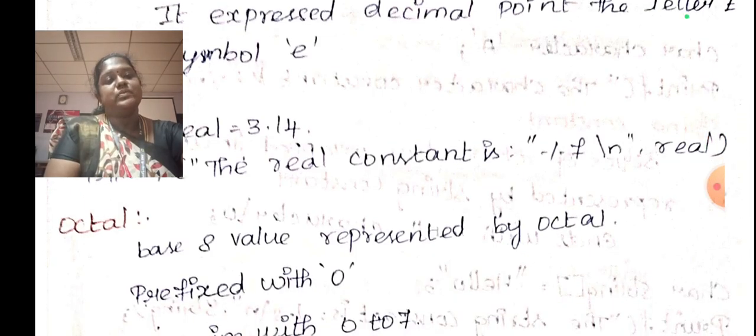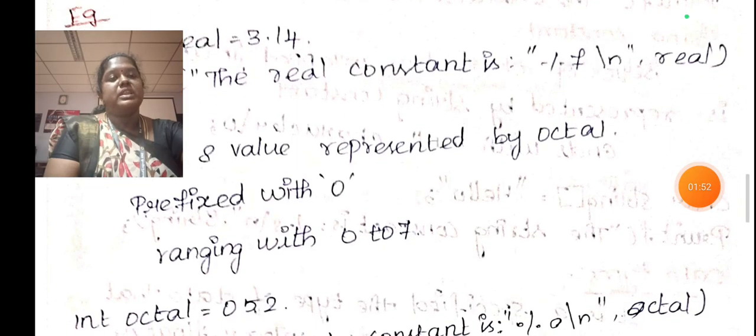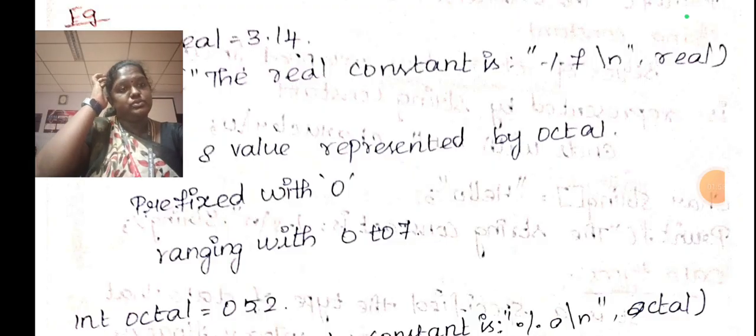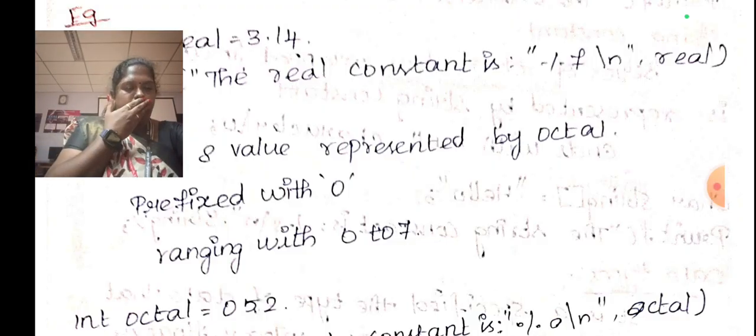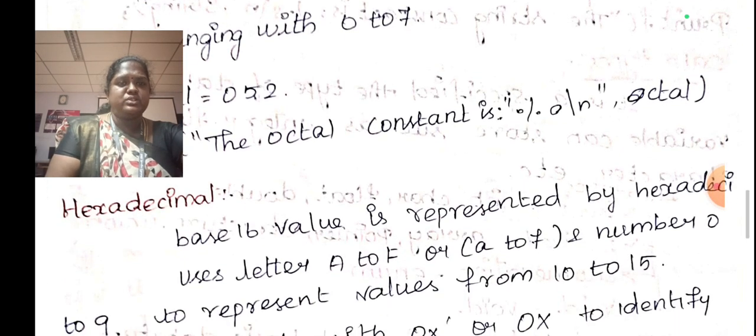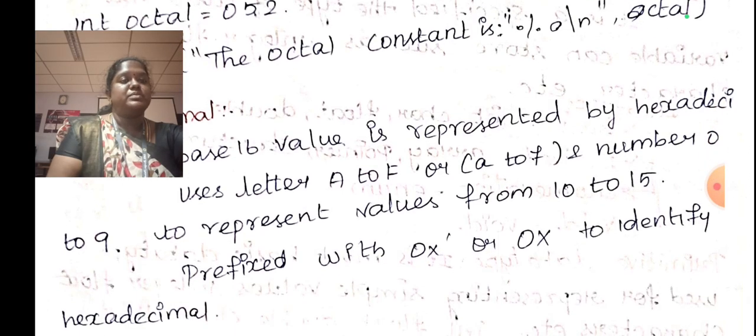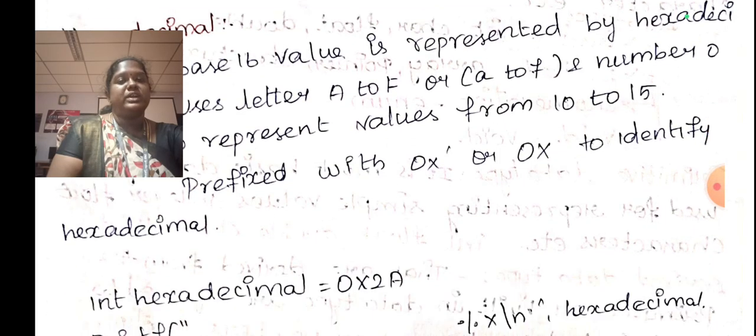Octal means base 8 values. An octal is preceded by 0, ranging from 0 to 7, because it contains only 8 values. For example, int octal = 052. Hexadecimal is base 16 values. It uses letters A to F and numbers 0 to 9 to represent values from 10 to 15, prefixed with 0x or 0X to identify hexadecimal.